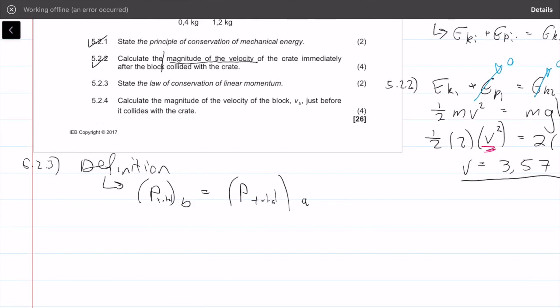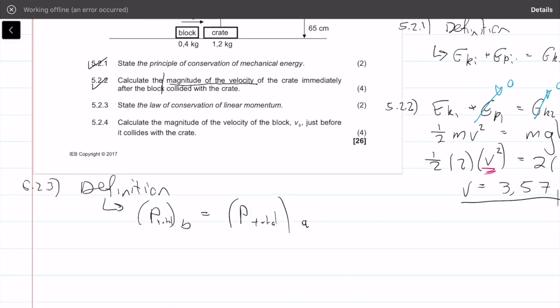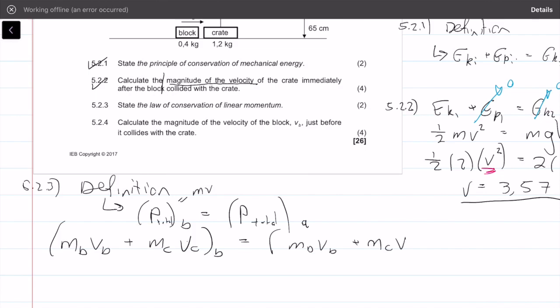What we have to be concerned with is the block. Remember, momentum is equal to mass times velocity. So I'm going to say the mass of the block times the velocity of the block, everything on the left hand side is before, plus the mass of the crate times the velocity of the crate, all of this is before, is equal to the mass of the block times the velocity of the block, plus the mass of the crate times the velocity of the crate. All of that is after.